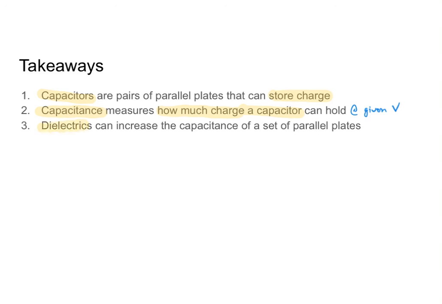And finally, we know that there are many ways to increase the capacitance of a set of parallel plates, and one of those ways is adding a dielectric, or a material that is an insulator, but that gets polarized in an electric field, which is going to increase the permittivity of the space between the two parallel plates, and therefore increase the amount of charge that they can hold.